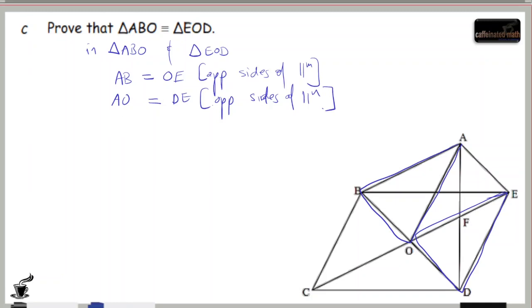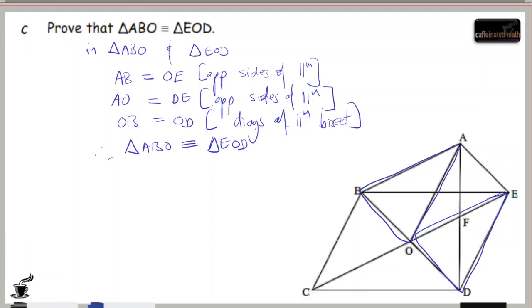And then finally, I can say that OB is equal to OD. Why? Because they are the diagonals of the big parallelogram. And those bisect each other. Therefore, triangle ABO is congruent to triangle EOD. And our congruency condition is side, side, side. That, dudes, is it. That's the whole thing.